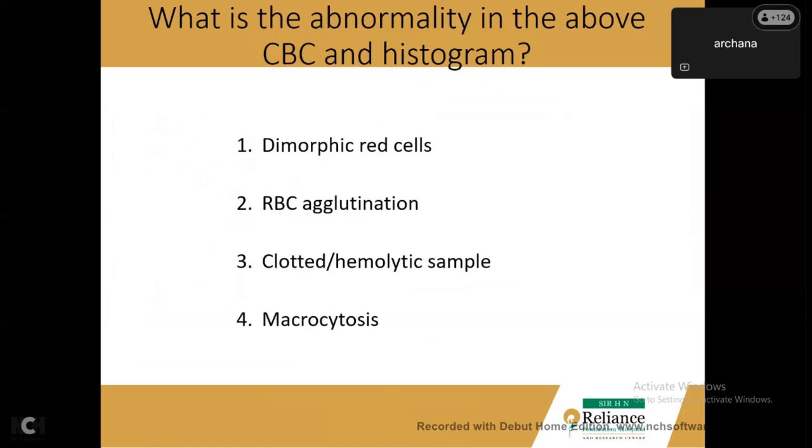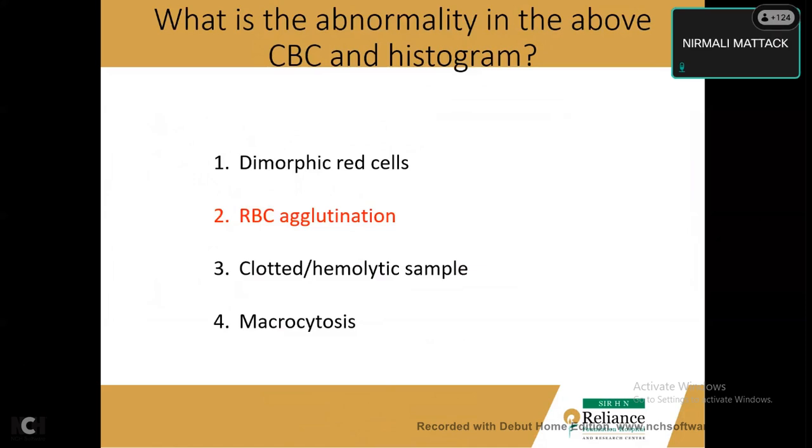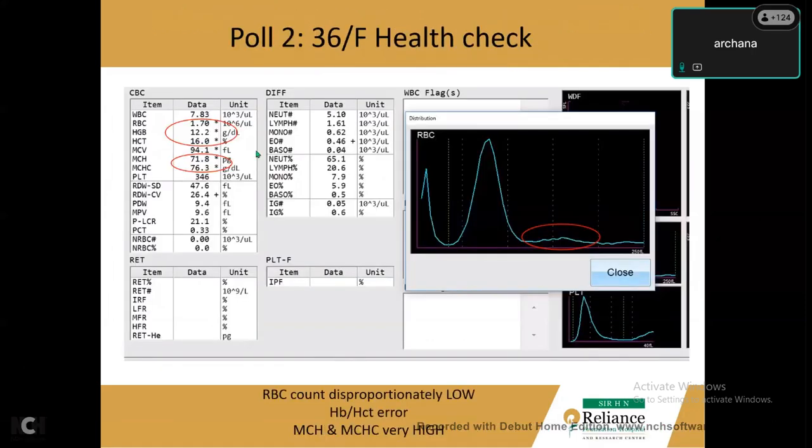Okay, so I can see maximum have given number 2, and it would be correct. This is not really a clotted or a hemolyzed sample, although we are seeing a hemoglobin-hematocrit error over here, you're also seeing the pseudo macrocytosis and a little peak over here. And if you see, the RBC count is disproportionately low. It's too low for a hemoglobin of 12, and all the other parameters, let's say the platelet histogram, seem to be okay, and the WBC seems to be all right. So no other flags coming in.